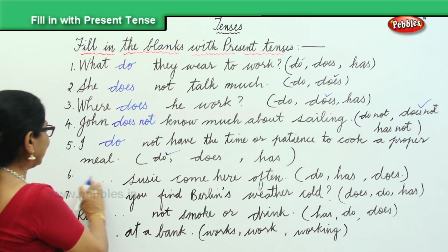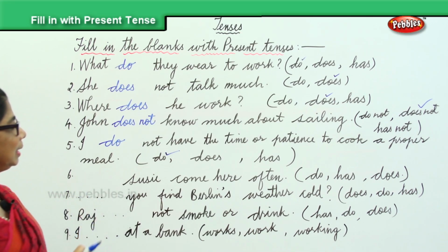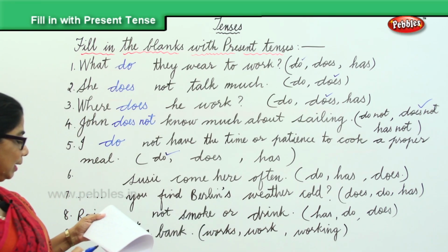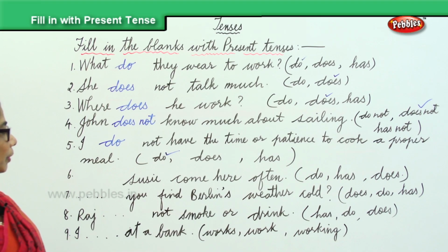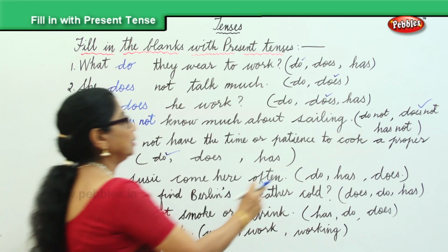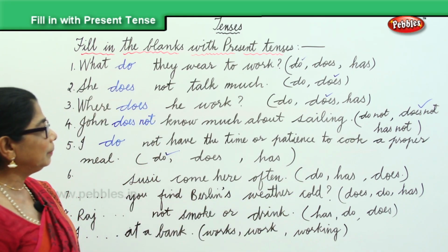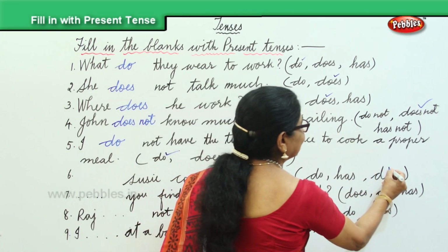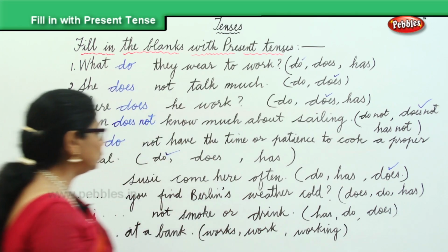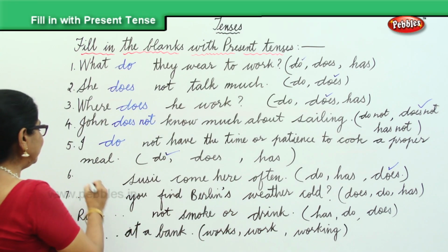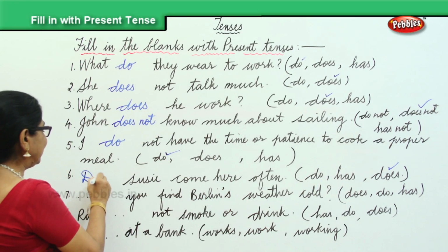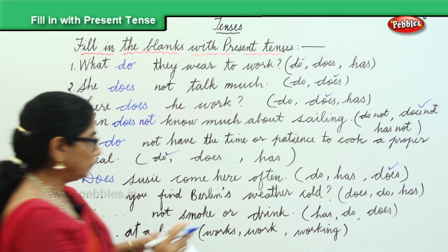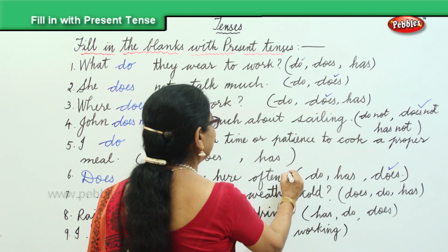And the sixth one: Susie come here often. What is the right one? Do Susie come here often? Has Susie? No. Does Susie? The correct one is, does Susie come here often? And question mark.